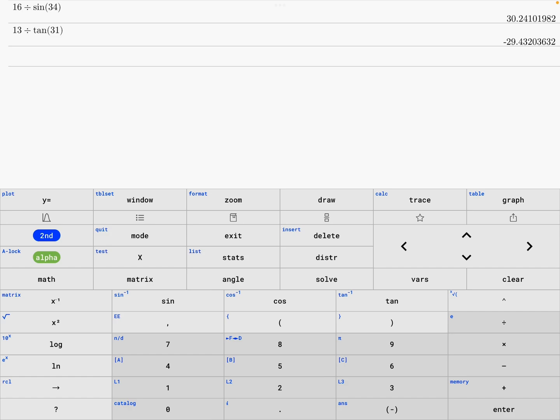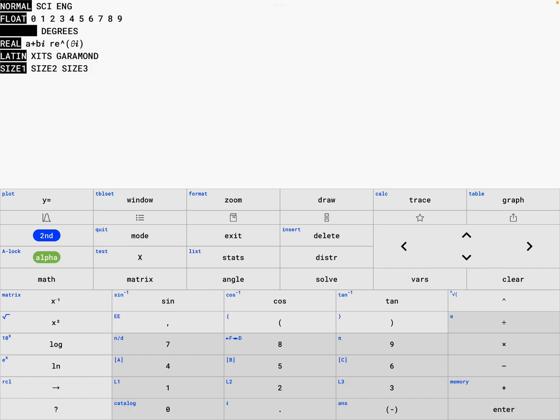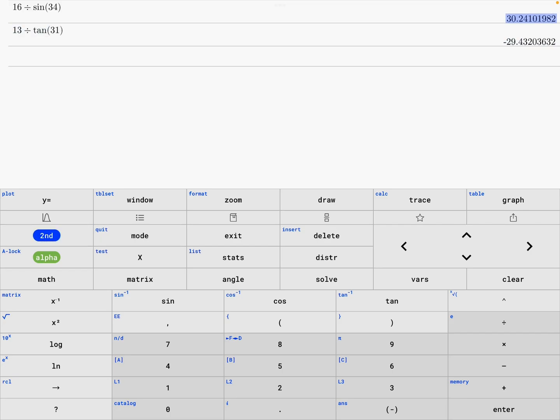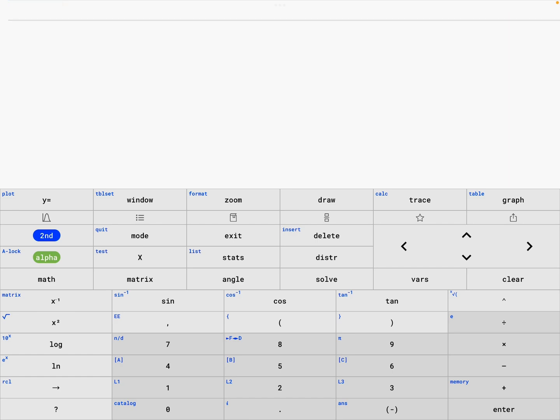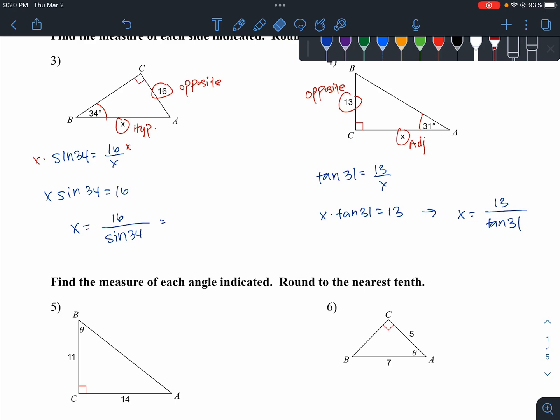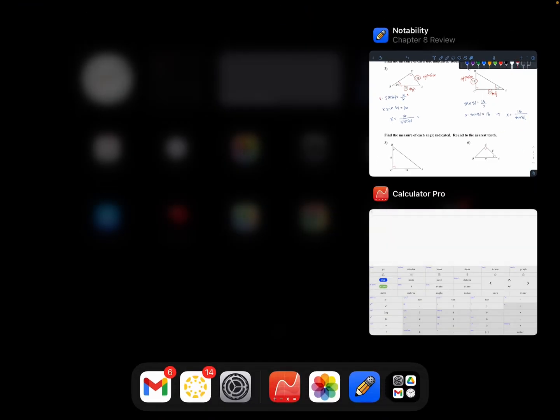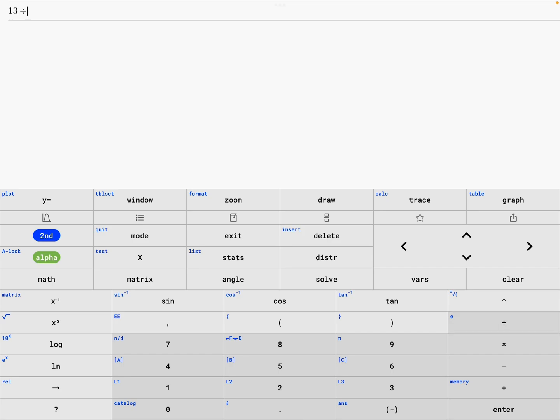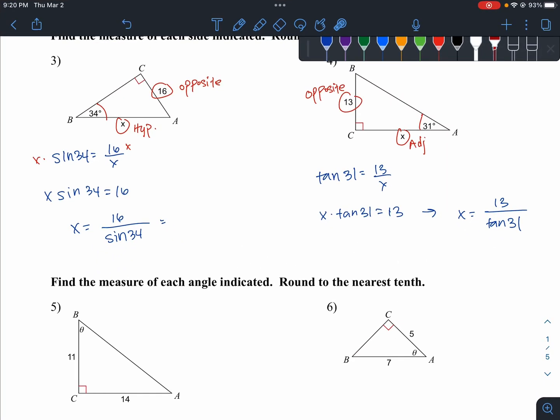You know what? There we go. So we're learning as we go. This should be in degrees, so that's going to change my answer from the previous one. So let's just redo it. This is not right. So this right here, 16 divided by sine of 34. And that's 23.25. There we go.